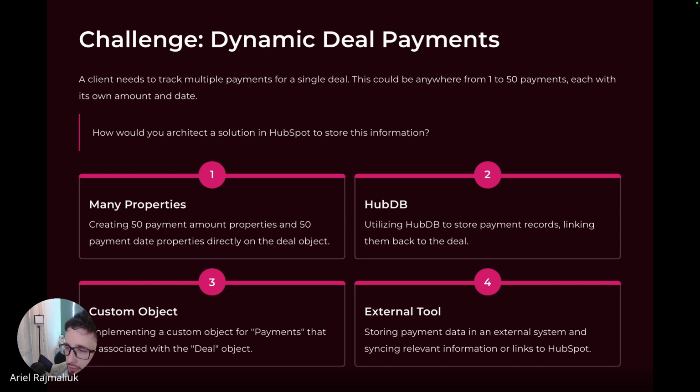I will create a poll out of this, and feel free to ask me a question there if you don't understand the challenge here. But I want to know what you think. Just to recap, you have a company that needs to know the date of up to 50 payments. It's not always 50. It could be 10. It could be one. And they need to know how much they need to pay and when. How do we do this?